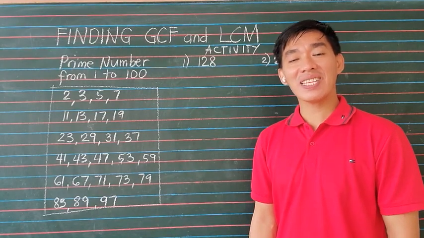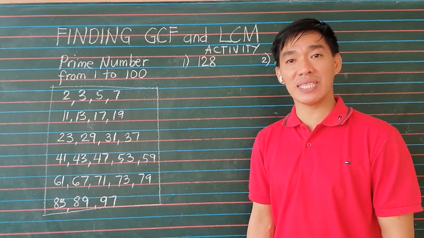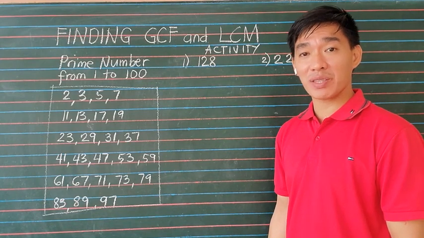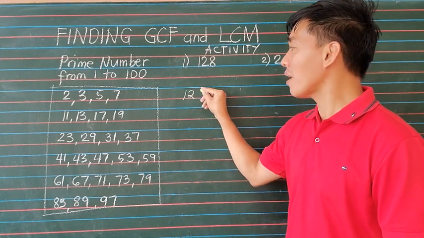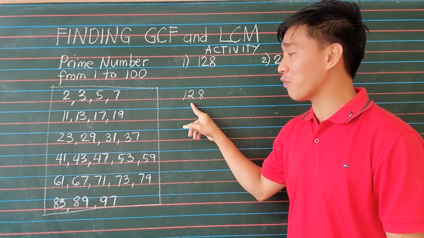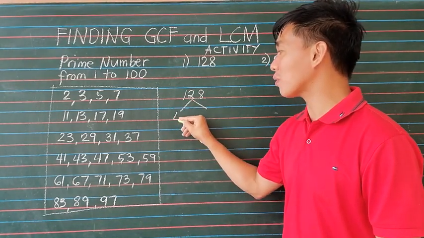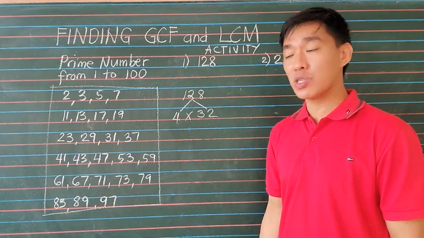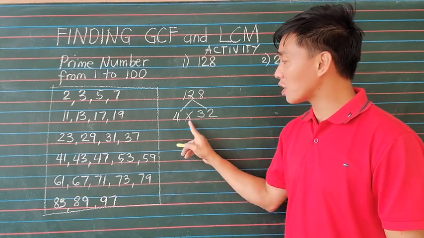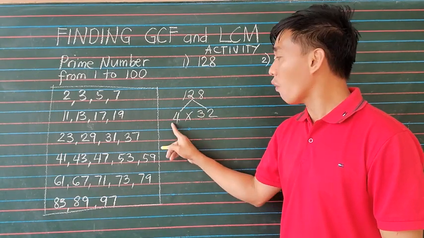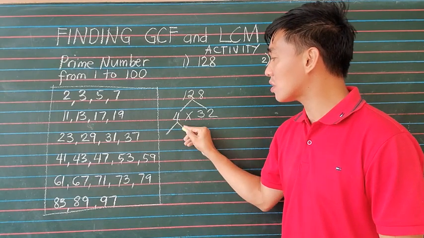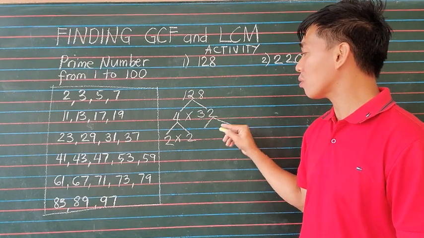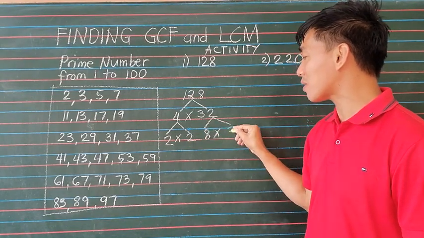This time, let's answer some of the items in your activity. For item number 1, which is 128, to get its prime factorization, obviously, 128 is divisible by 4. So we could factor it out to 4 times 32. The next thing that we have to do is check if the factors are already prime or not yet. 4 is not yet a prime, so this could still be factored out to 2 times 2. Then 32 could be factored out to 8 times 4.